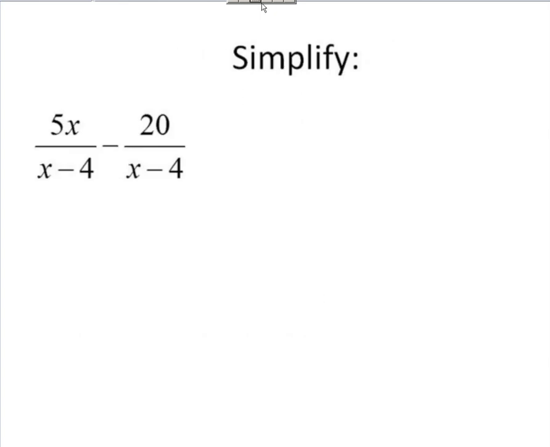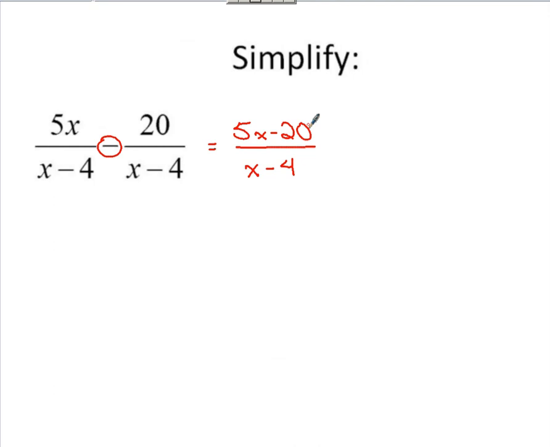First rule if you're adding or subtracting fractions is you need a common denominator, right? If you already have that common denominator like we do here, then we can simply put this all together. We know the denominator on our resulting fraction is going to be x minus 4 in this case. As we subtract across the numerators, we get 5x minus 20 on top.